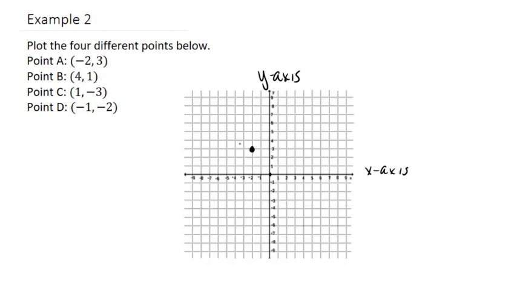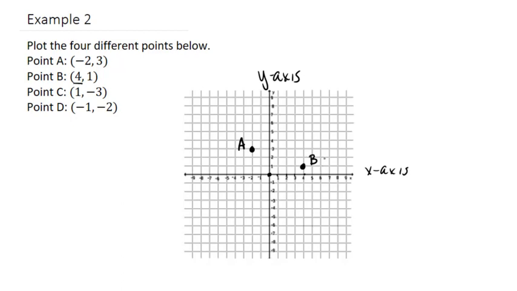Next, let's look at point B. We start at the origin again. We move over 4 to get to our 4th for the X. So we go 1, 2, 3, 4. And then we need to go up 1, as it's positive 1. So we go up 1, which we're left right there. And that's our B.